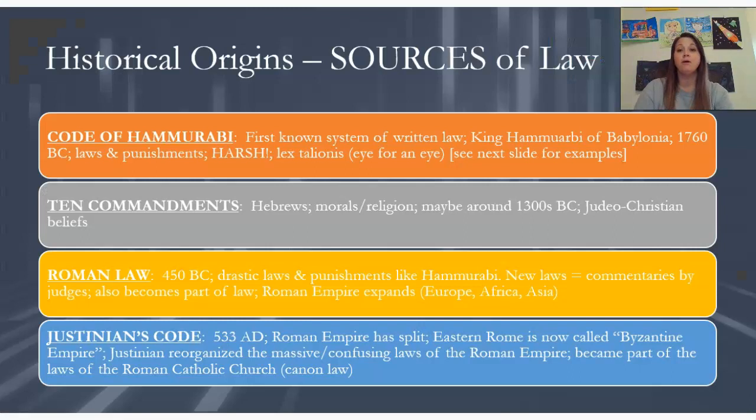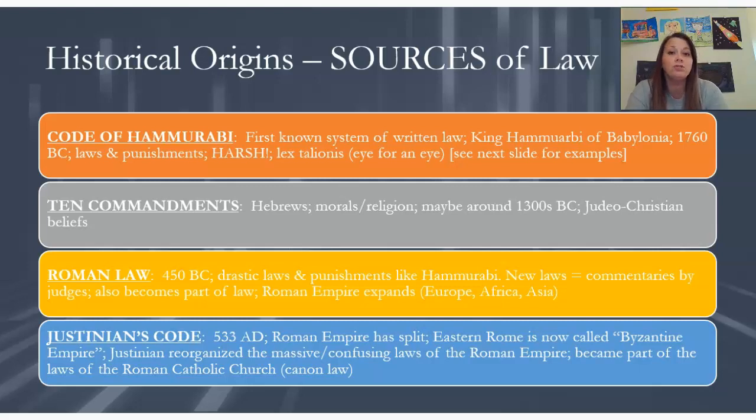So let's now talk about our sources of law, the historical origins of American law, and where those come from. The first is pretty interesting. It's the Code of Hammurabi. If you have studied at all in world history, you've studied the Code of Hammurabi with the Babylonian government. It's the first known system of laws that are written and recorded with punishments, and that's about 1760 BC.